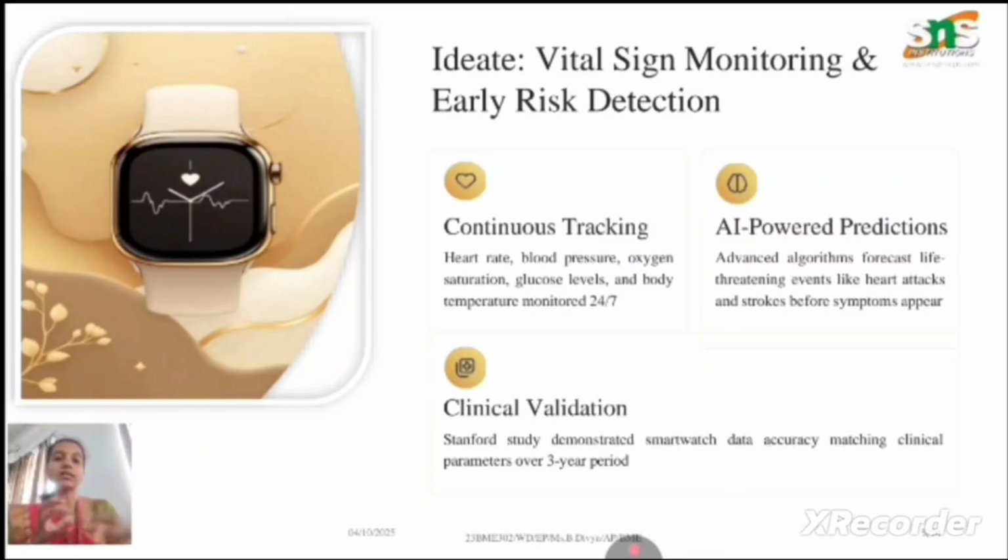These are the ways we can monitor and help elderly patients at home to do their work on their own.